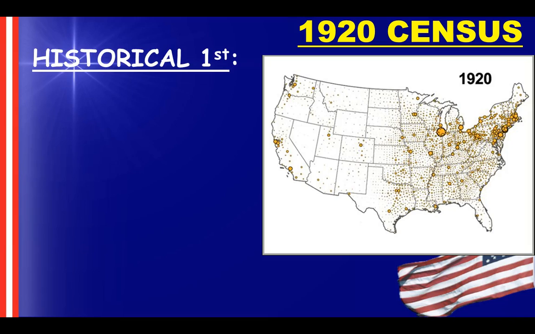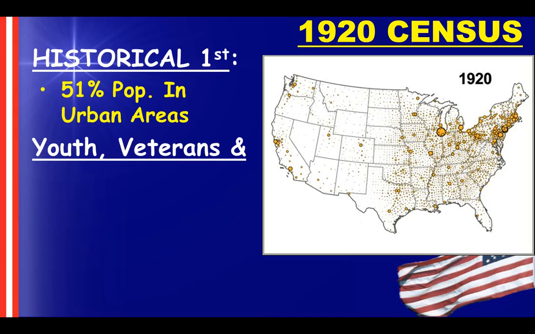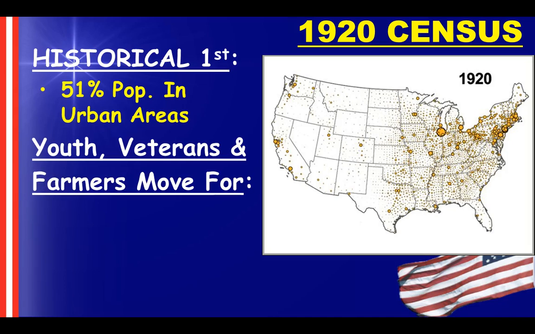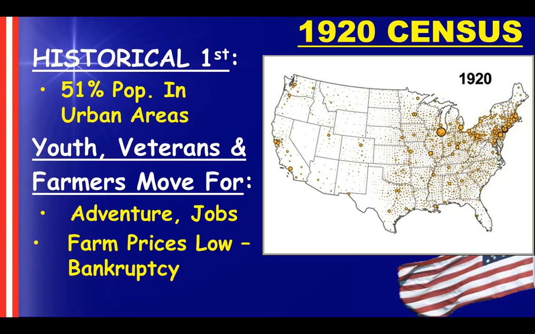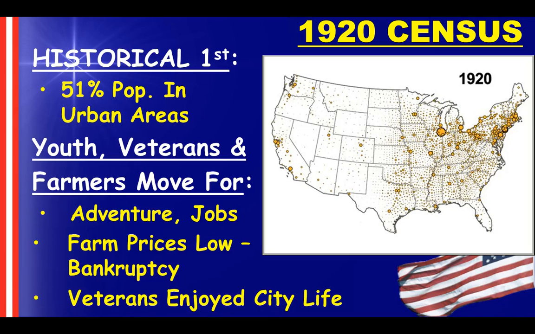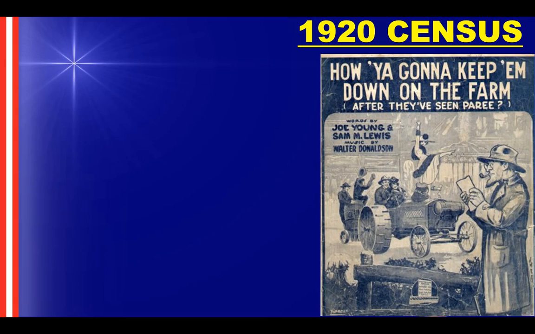In 1920, our census shows for the very first time we're very different from what we ever have been before. We're 51% living in urban areas. Moving to the big city has tipped us over the edge here, and in the 1920s, in the post-war time period, our youth, veterans from the war, farmers are really moving there for economic opportunity, adventure. Many of them have seen Paris, and there's economic stress out in the rural farming communities, and that city life appealed to them. How are you going to keep them down on the farm?